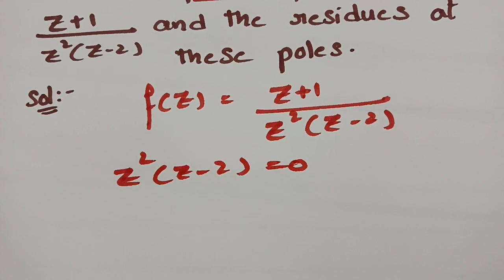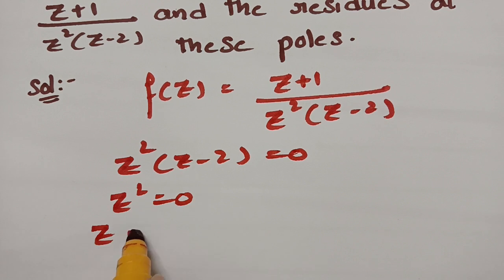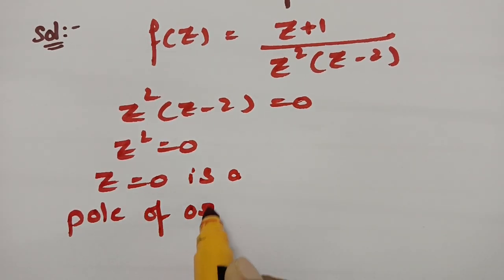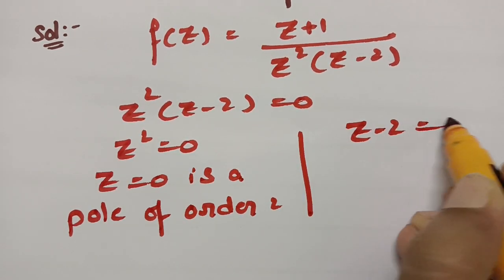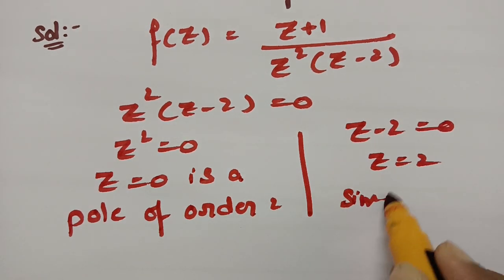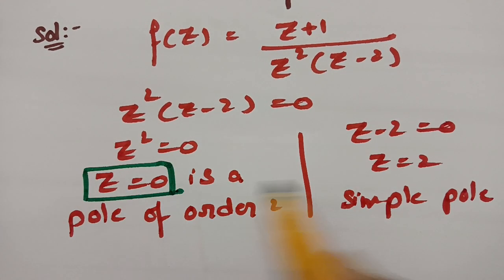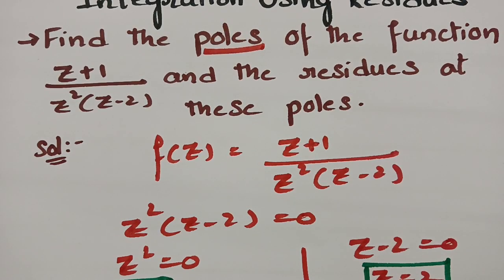After equating the denominator to 0, if I equate z square to 0, then z is equal to 0 is a pole of order 2. And next, if I equate z minus 2 to 0, the z value is equal to 2, which is a simple pole. So z is equal to 0 is a pole of order 2 and z is equal to 2 is a simple pole. So we got the pole values of the given function.